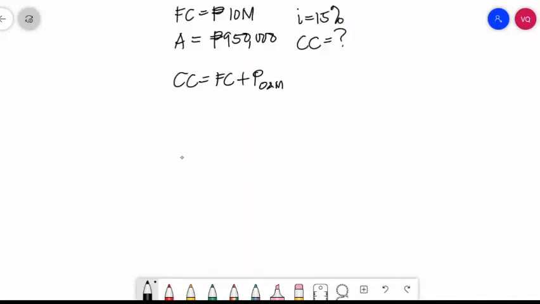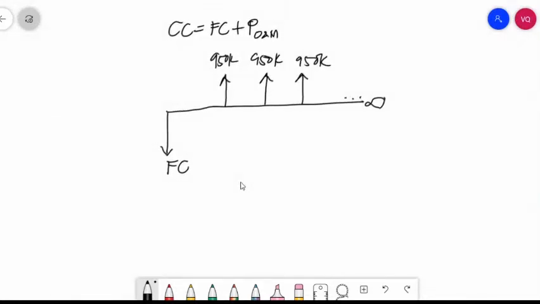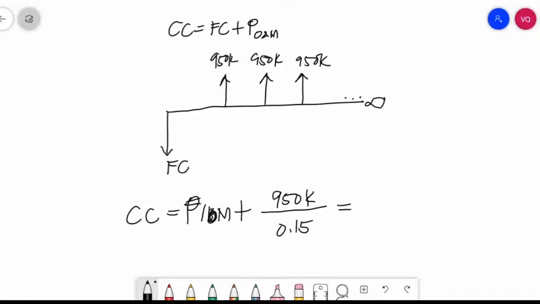In the cash flow diagram, we have the first cost and this is infinity. We have the annual maintenance of 950K. So solving, capitalized cost is equal to 10M plus our perpetuity, the annual cost 950K divided by our interest 0.15. So that is equal to 16,333,334 pesos.